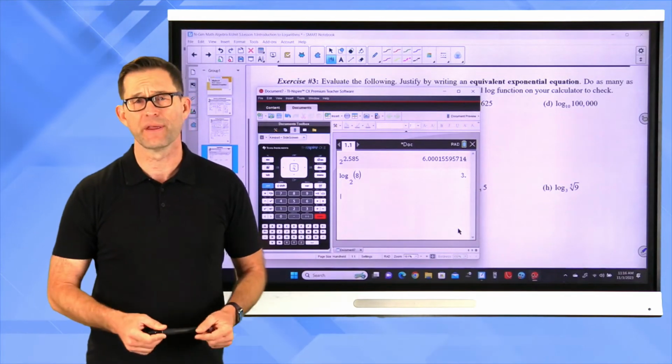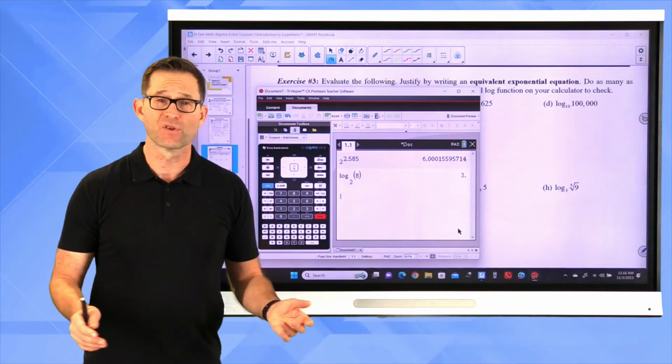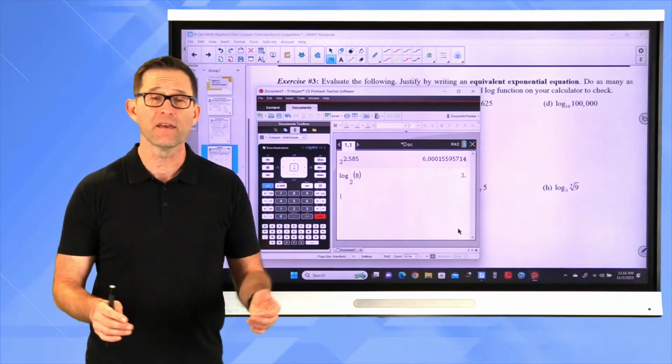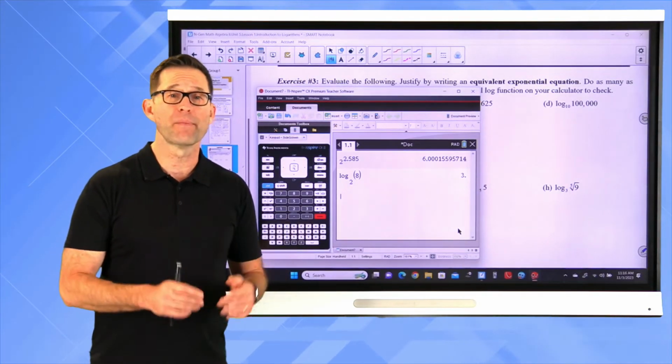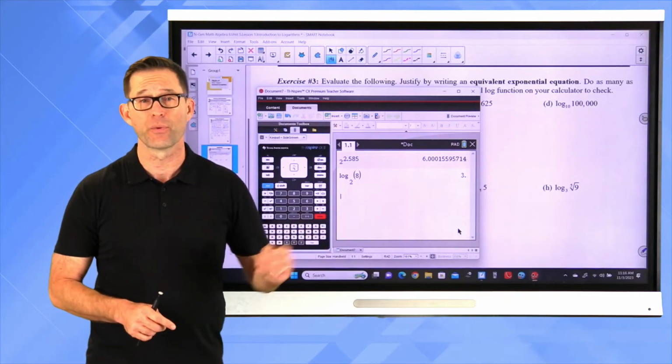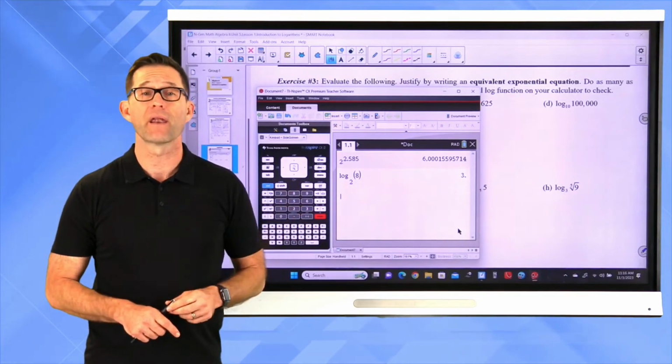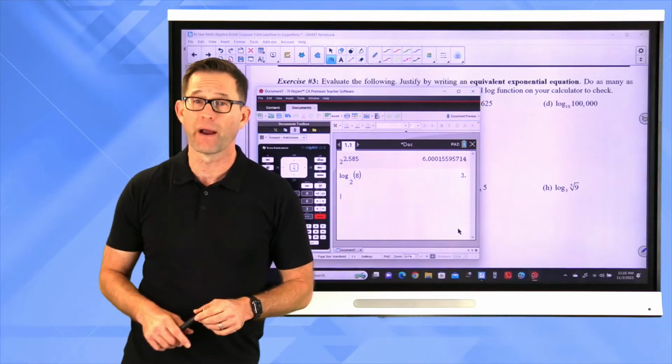Of course your calculator should be able to figure this out. It can certainly figure out that 2 to the third is 8, so it should be able to figure out that the log base 2 of 8 is equal to 3. And we're going to be taking advantage of that a lot on the TI Inspire, so just keep that in mind.